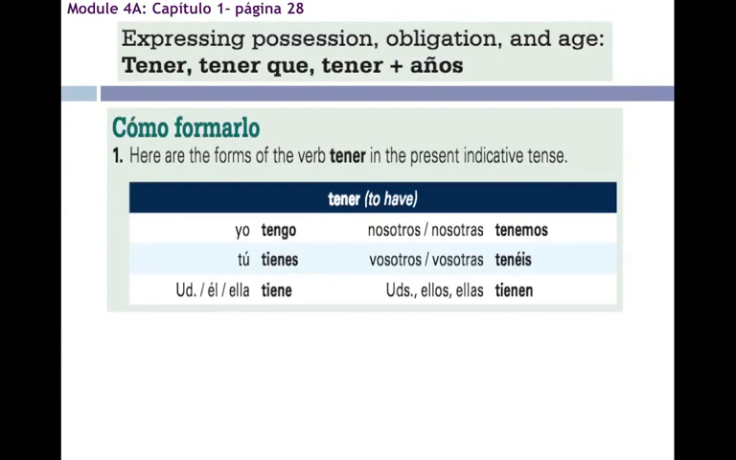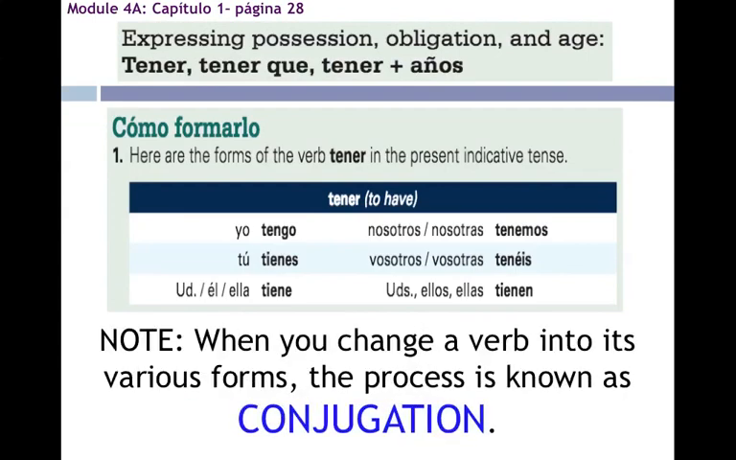Now note, when you change a verb into its various forms, the process is known as conjugation. Conjugation is taking that verb tener, which is the main verb, the root of where these different forms come from, taking the verb and changing it to match the subject. That's what conjugation is. So tener, unconjugated, is tener. Conjugated in the present indicative tense would be the forms that we're working on.